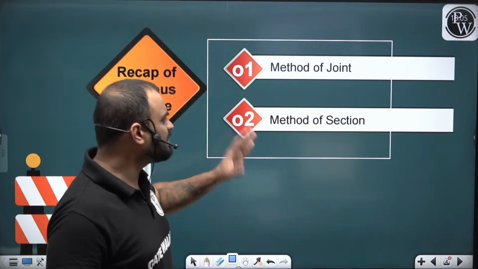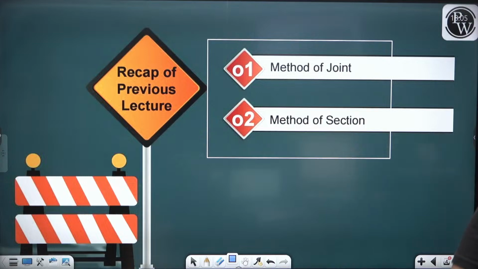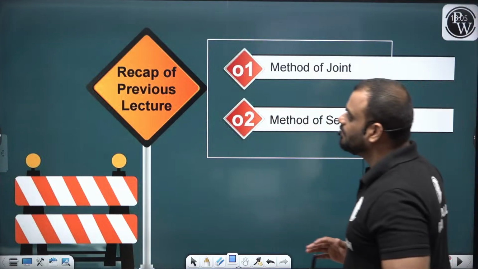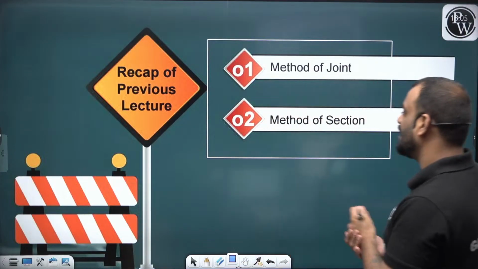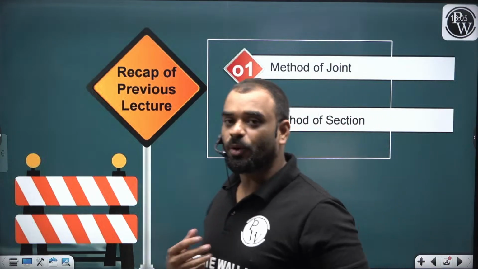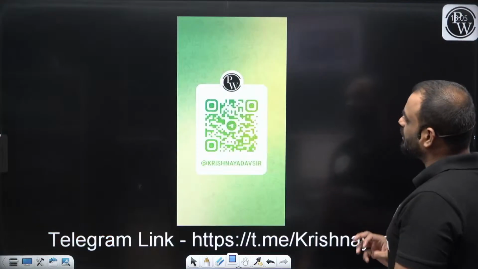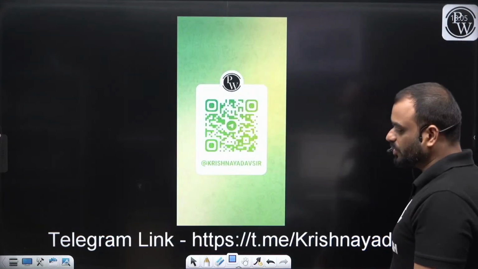So this is the basic overview, or a small recap, about the methods which we have discussed in our previous class, which are method of joint and method of section. So let us continue our class, guys, and understand the problems based on this. Today our topic is to solve problems related to the method of joint and method of section.